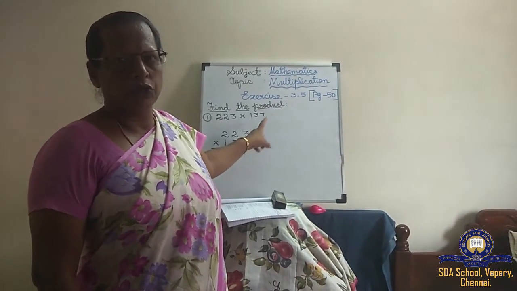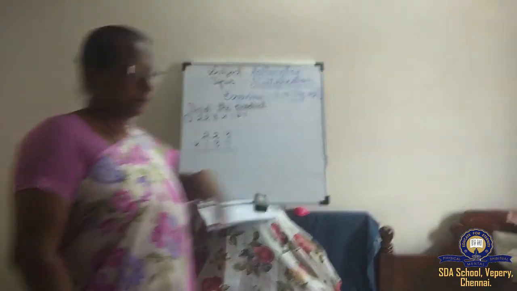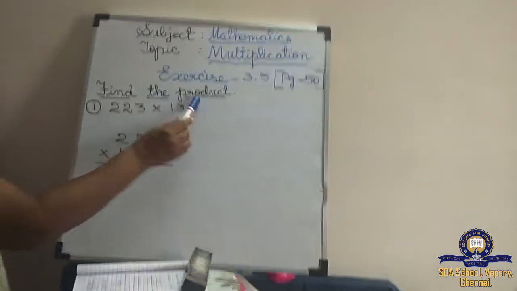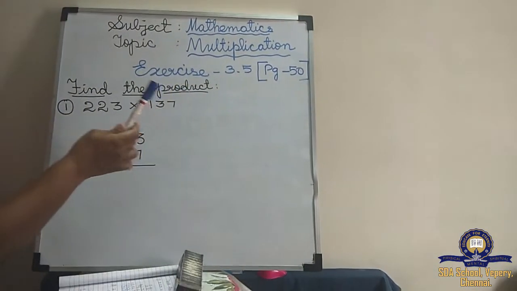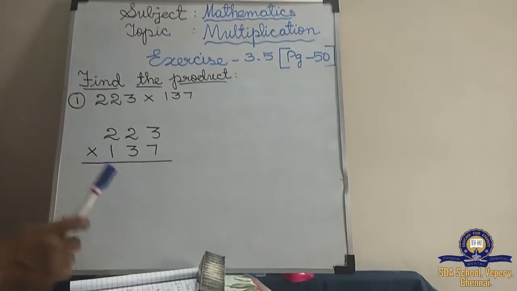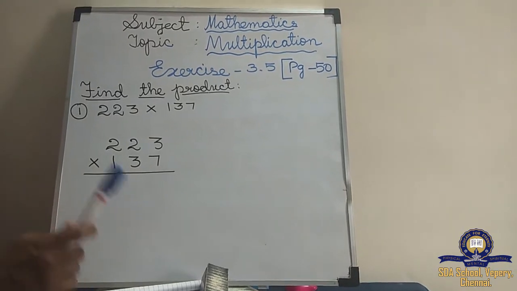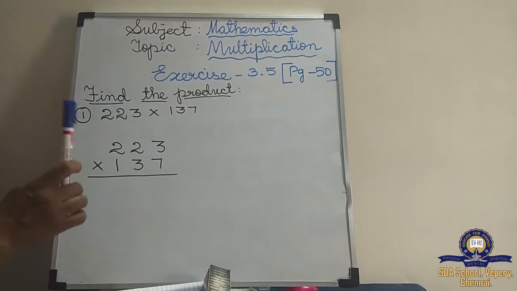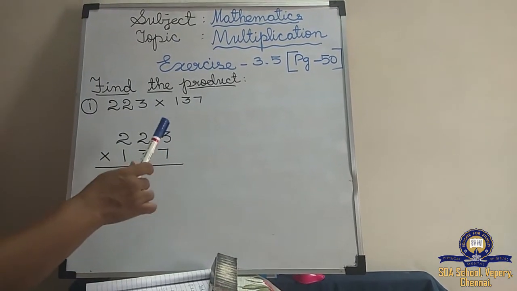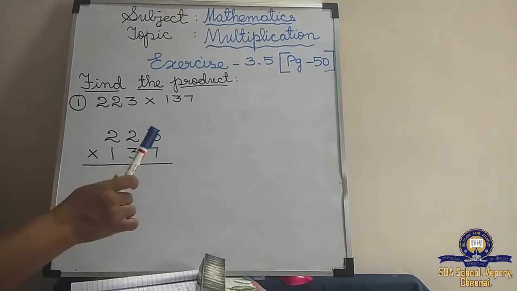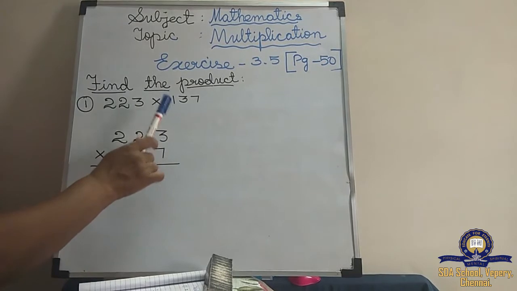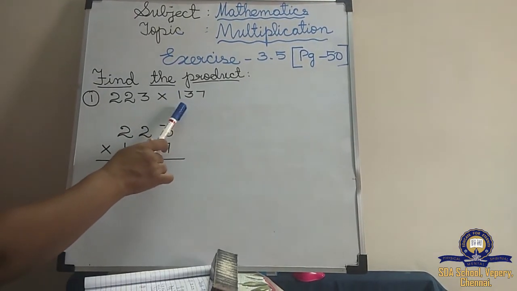Okay children, we will do a few sums in it. Find the product. Now hereafter the sums will be very tough, so you have to be thorough in tables. Without being thorough in tables, you can't do these sums because two digit, one digit, two digit, and three digit numbers are involved. So it's very hard, children. Be thorough in multiplication tables.